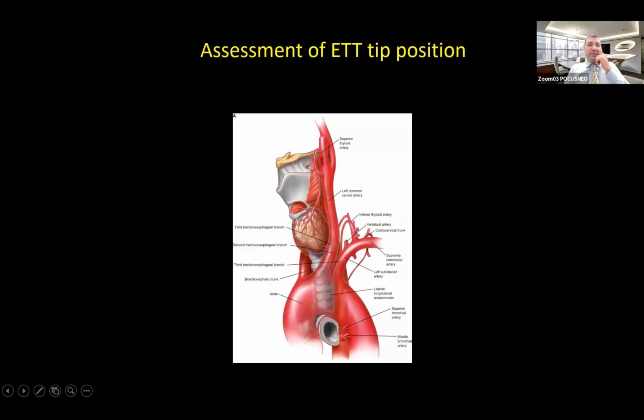For ET tube position, you need more experience because you need to see the aortic arch at the same time, which is just arching above the carina. The carina cannot be seen because it is just full of air. So 1 centimeter to 2 centimeters is an acceptable distance.